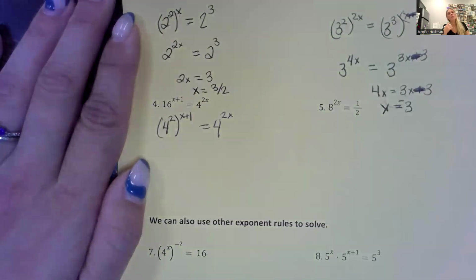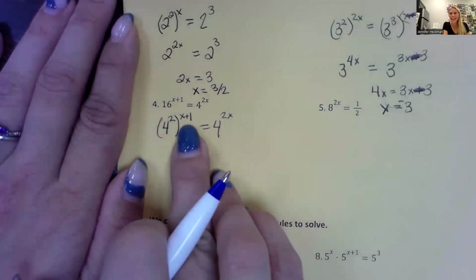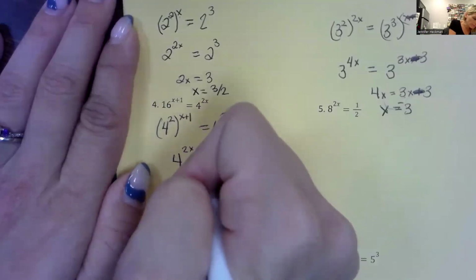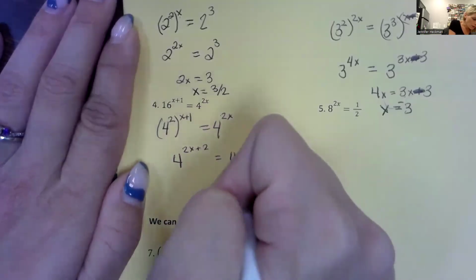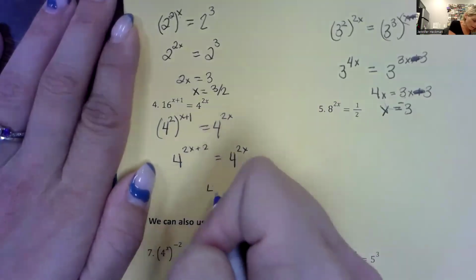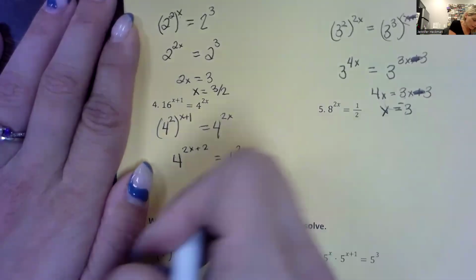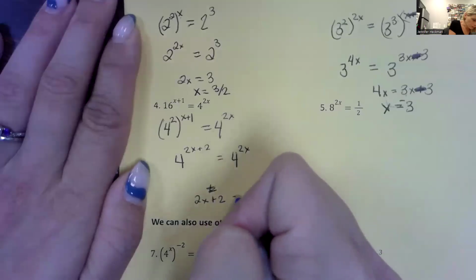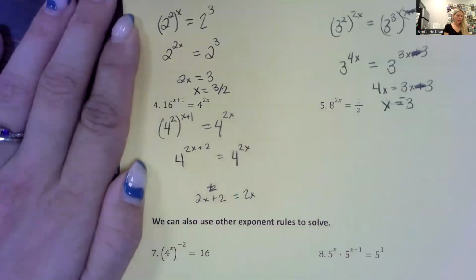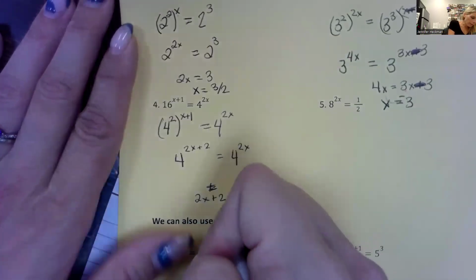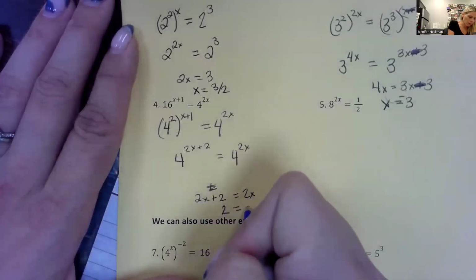Now, remember, again, I'm going to multiply everything. Distribute the x and the 1. So this is going to be 4 to the 2x plus 2 equals 4 to the 2x. So now we have 4, let's see, focus on the exponents. So we get 2x plus 2 equals 2x. So let's solve. Okay, so let me move this 2x over here, right, by subtracting. If we did that, we get 2 equals 0.